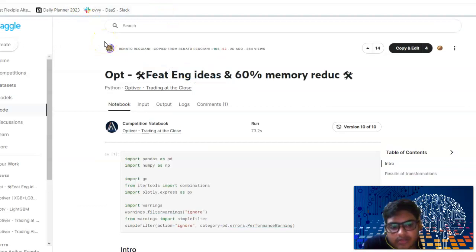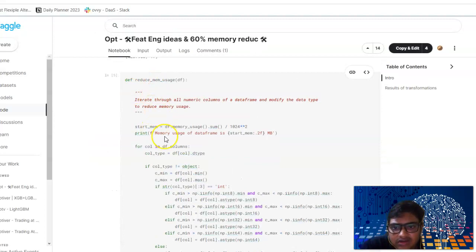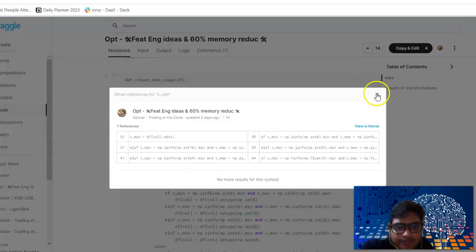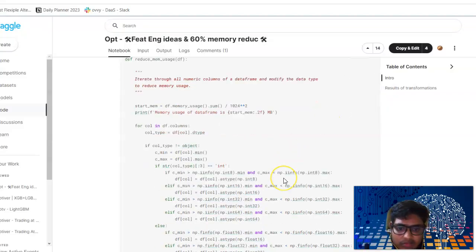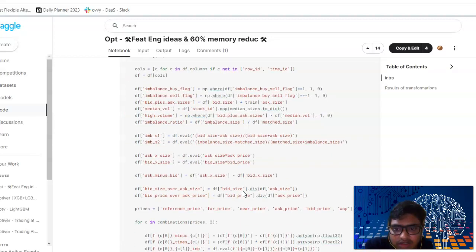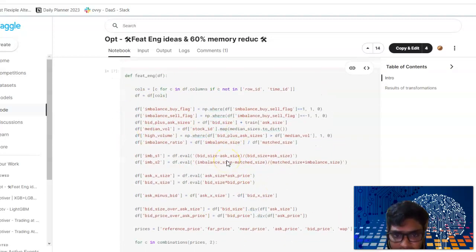So as I was talking about feature engineering and reducing memory, this work has been done by Renato, and he has suggested translating the data frame data types that will minimize the memory usage. So we can do that, and after that, we do some feature engineering. So let us delve into it.